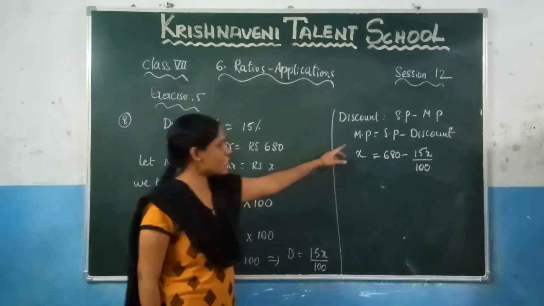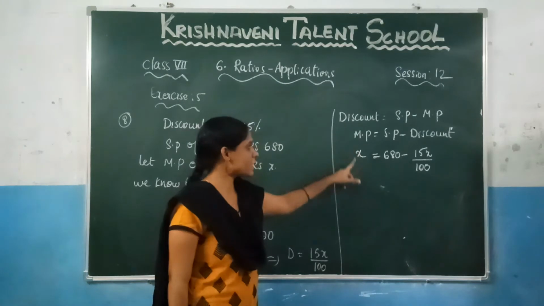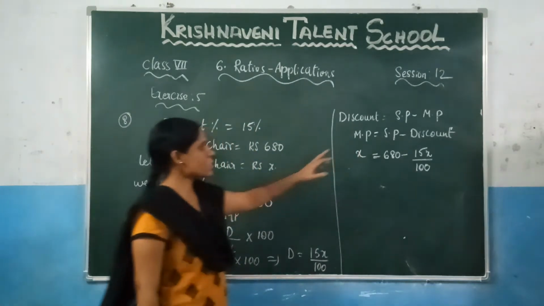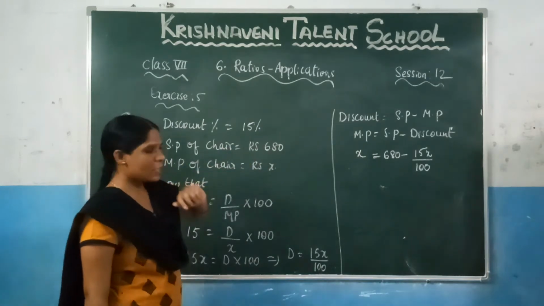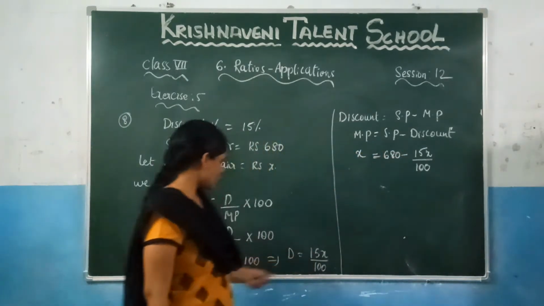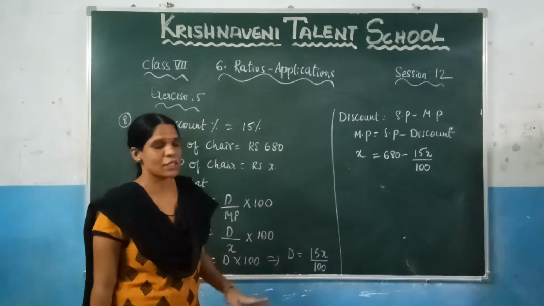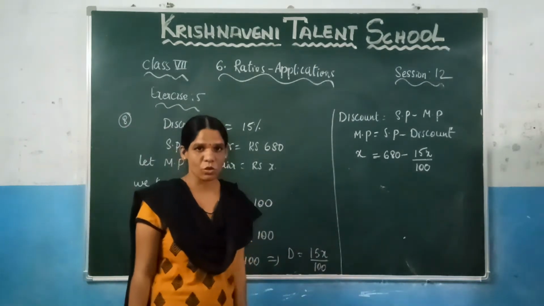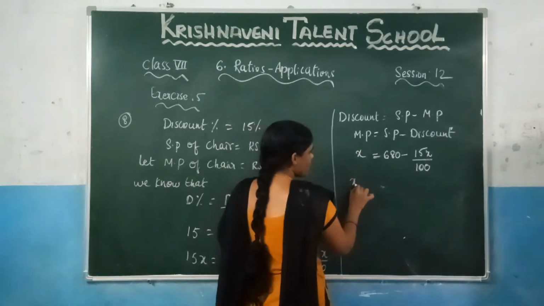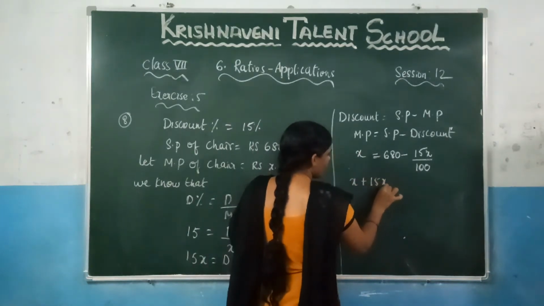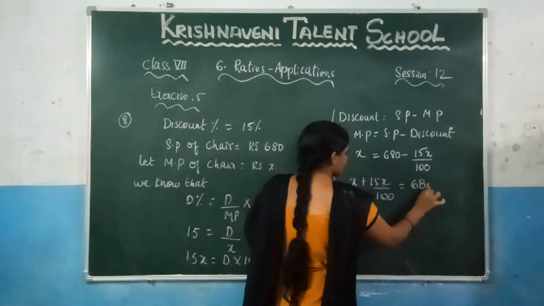So what we have assumed the market price as x. So in place of market price I have written x. And what is the selling price of the chain, which is 680 rupees. And what is the discount, which is nothing but 15x by 100. So I have substituted all the values. Since we need to find here the value of x, let us take this value to this side. It will become x plus 15x by 100 is equal to 680.